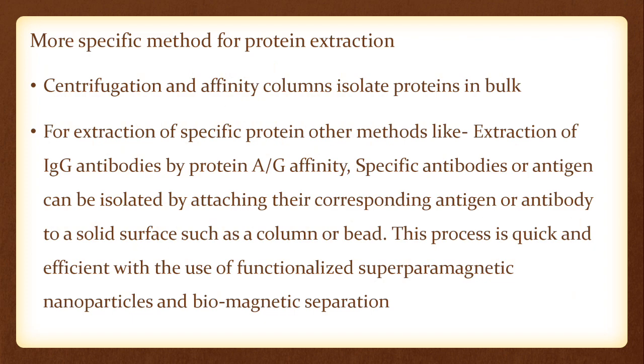For extraction of specific proteins, there are other methods, like extraction of IgG antibody proteins, albumin, globulin affinity. Specific antibodies or antigens can be isolated by attaching their corresponding antigen for antibodies, and antibody for antigens, to a solid surface such as a column or bead. This process is quick and efficient with the use of functionalized superparamagnetic nanoparticles and biomagnetic separations. These are other specific methods to separate specific proteins.